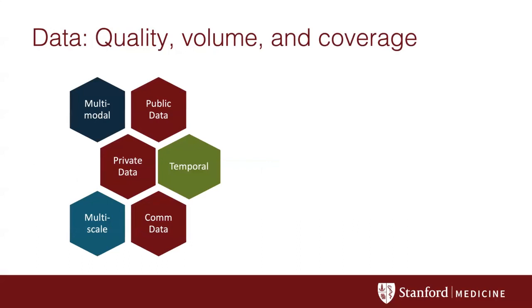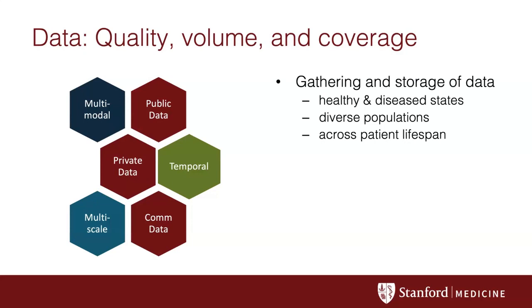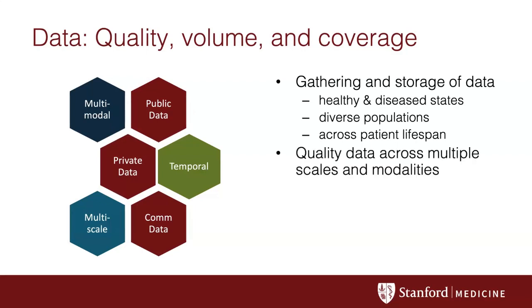So for the data, we're really talking about pulling together and migrating multimodal data, which depends on quality, volume, and coverage. We need to take temporal data, multi-scale data, multimodal data, and pull this all together into a single model. That is an enormous challenge. The metadata is a challenge. The convergence is a challenge. And so really the gathering and storing of the data is so important to the digital twin. We need to capture data from the healthy patient as well as the diseased patient across populations and across the lifespan. The quality of the data is really important.